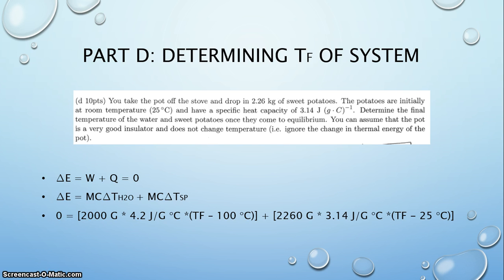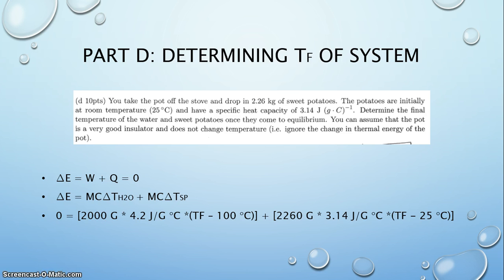Part D is where this problem steps up its game and asks you to require more knowledge about the system. So they give you this information in addition. You take the pot off the stove and drop in 2.26 kilograms of sweet potatoes. The potatoes are initially at room temperature, which is 25 degrees Celsius, and have a specific heat capacity of 3.14 joules times grams over degrees Celsius. You must determine the final temperature of the water and the sweet potatoes once they reach equilibrium. You can assume the pot is a very good insulator and does not change temperature.